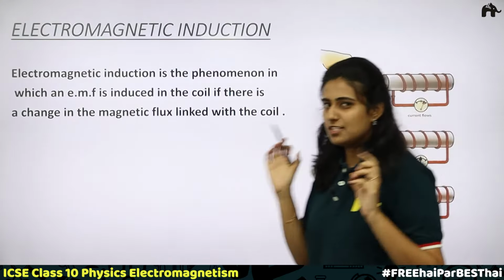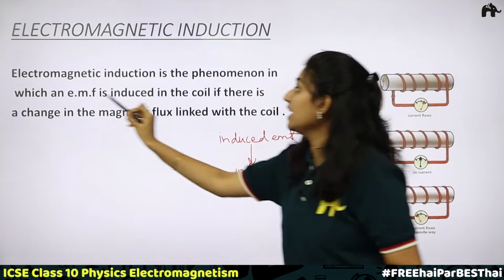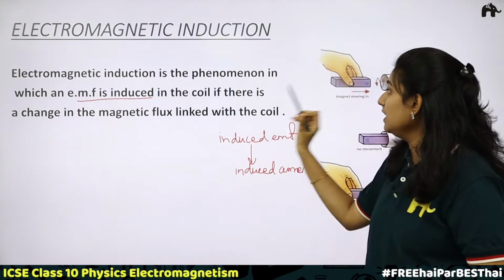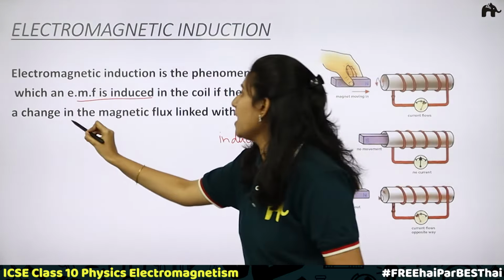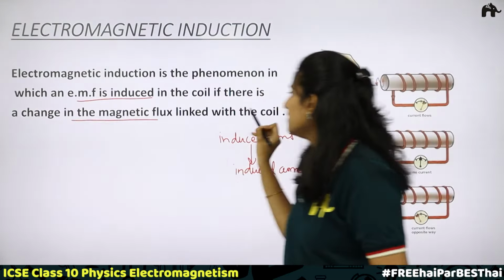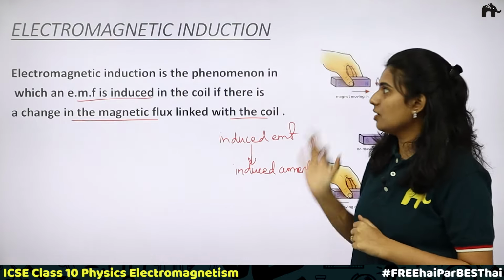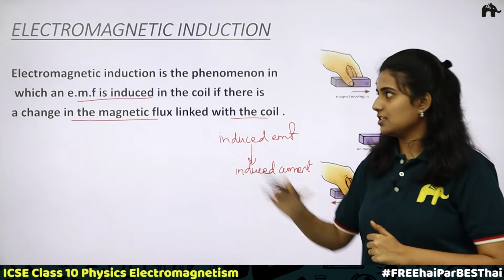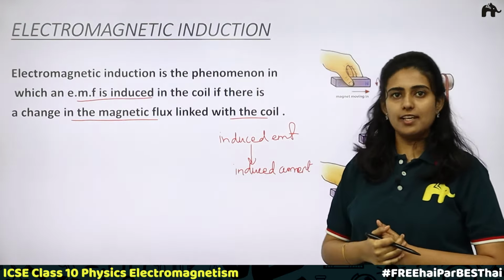Now we can define electromagnetic induction. Electromagnetic induction is a phenomenon in which an EMF is induced in the coil if there is a change in magnetic flux linked with the coil. When you bring a change in magnetic flux, it is producing an induced EMF, and this induced EMF is producing induced current, which is seen as a deflection in the galvanometer. So this is how you can define electromagnetic induction. This is a basic definition of electromagnetic induction.